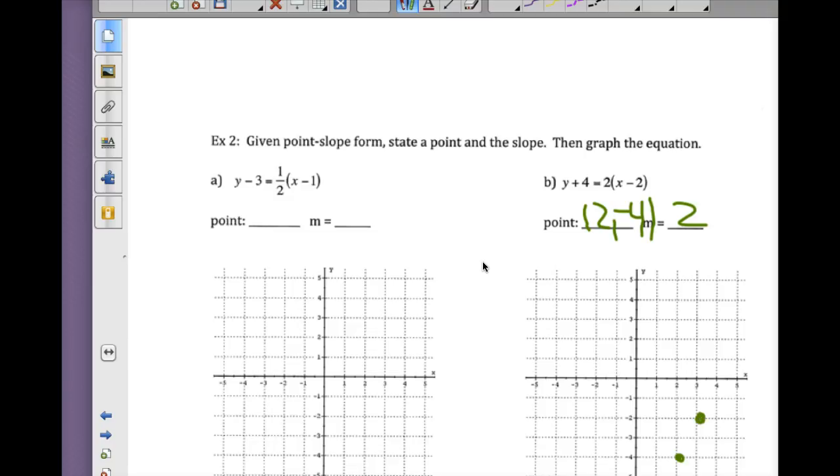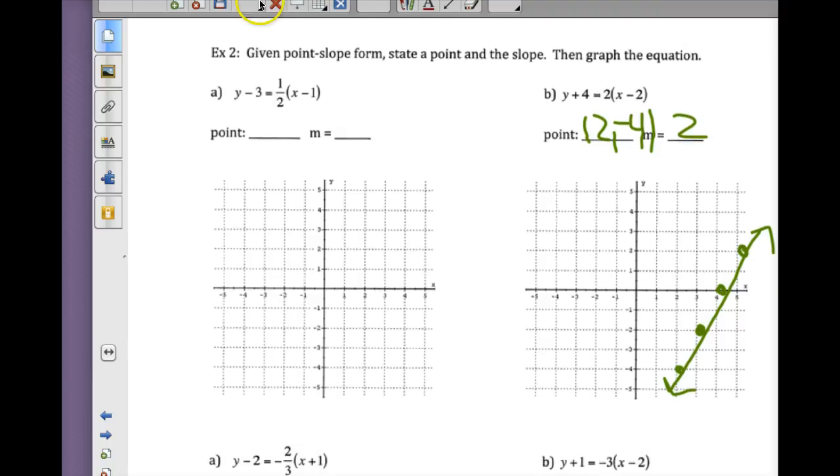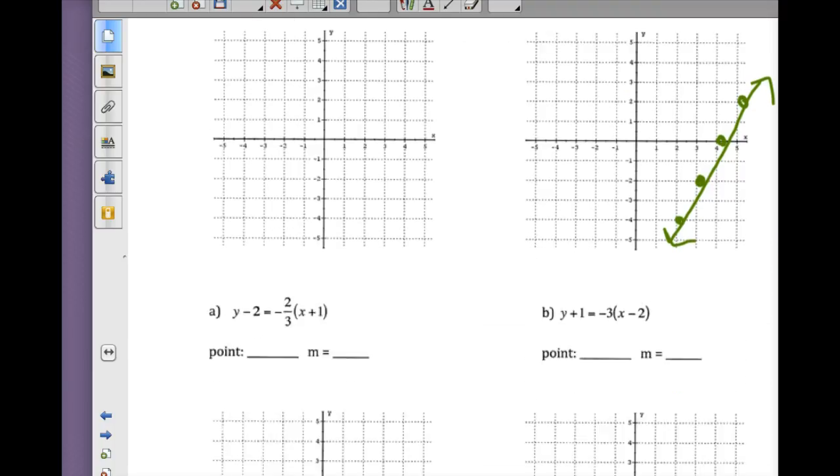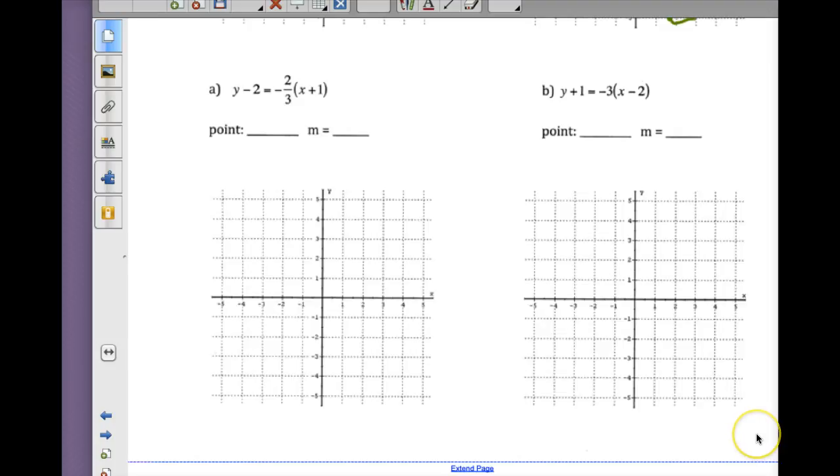Up 2 over 1. Up 2 over 1. Do your best to draw a straight line. It's kind of hard because you have a straight edge. Make sure you have a note card or something you can use as a straight edge. Look at that. Henley did great. The point is 2, -4. The slope is 2. All right, let's see what Matt does.